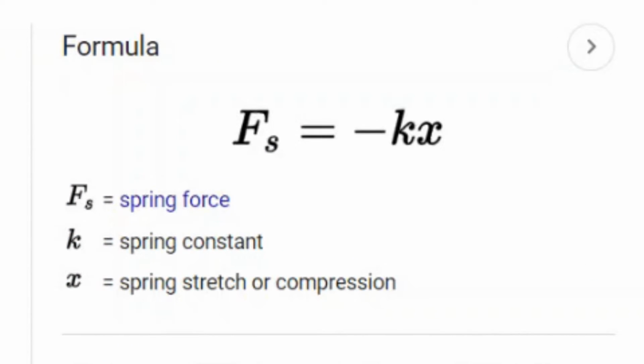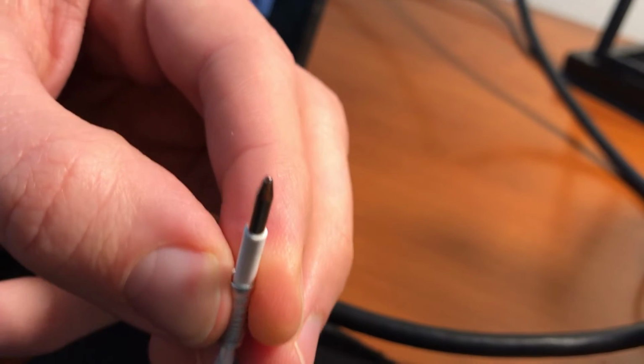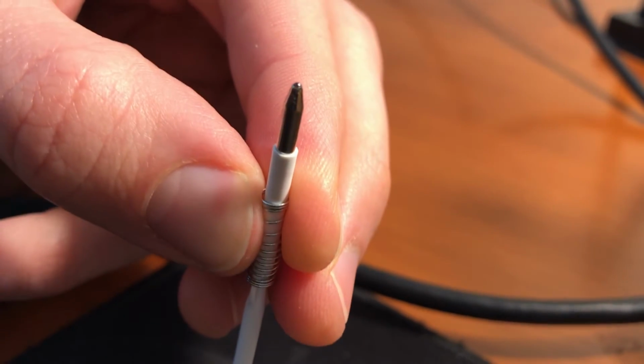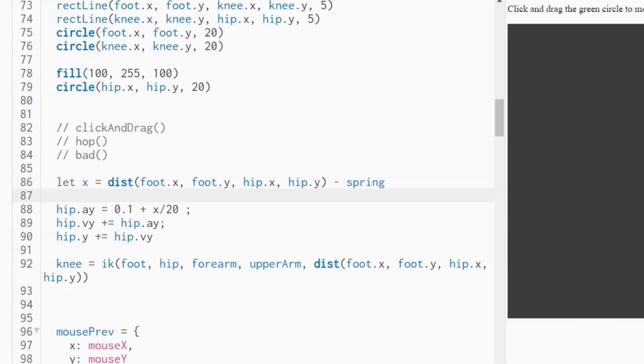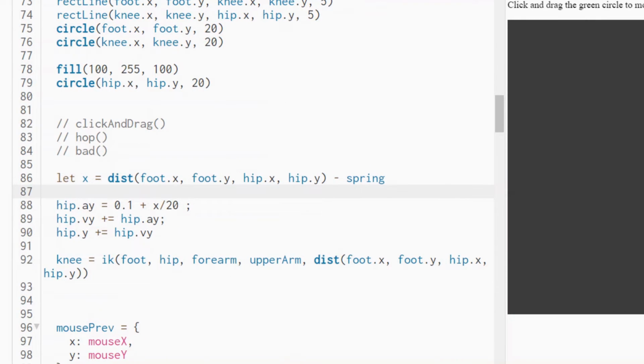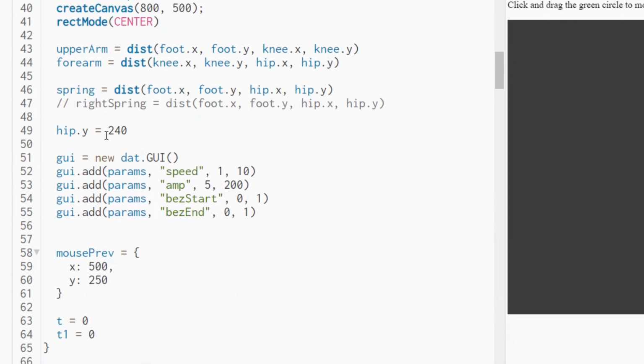So said another way, the spring force is proportional to the displacement of the spring. So when you press the spring, the further you press it, the more spring force you're going to get. In calculating the displacement of the leg, you can think of the uncompressed length of the leg as just the total length of the extended leg, and then you can calculate the compressed length as the distance from the hip to the foot.